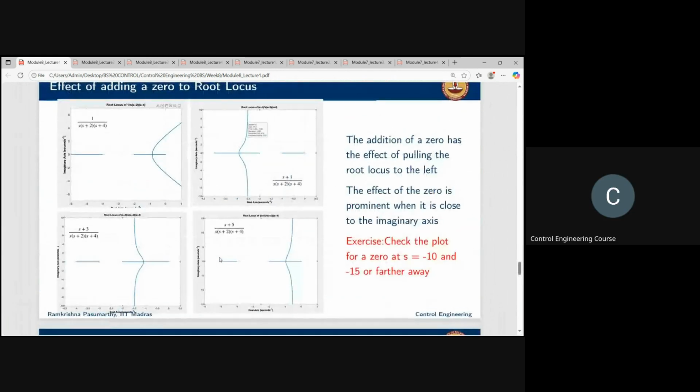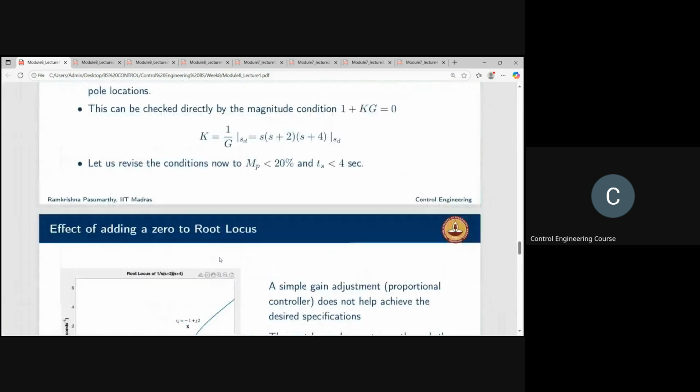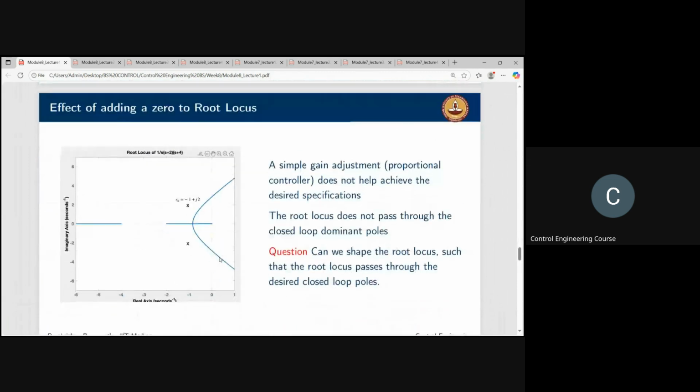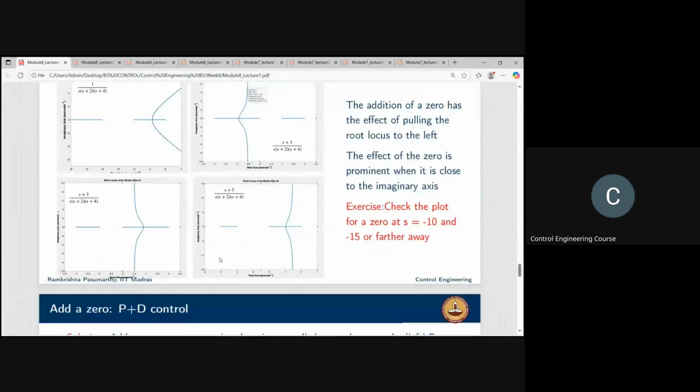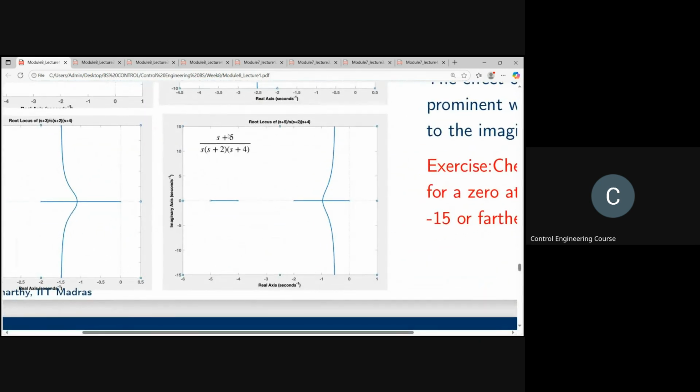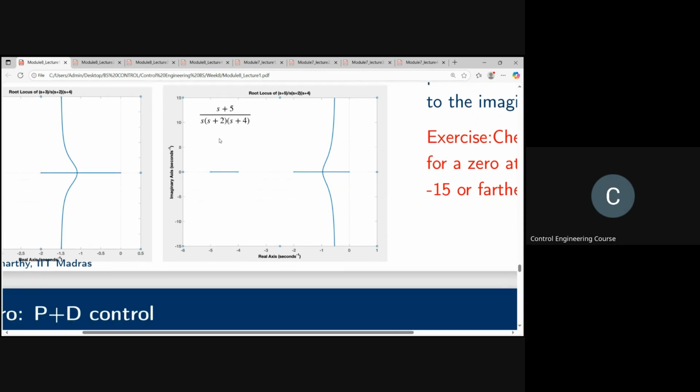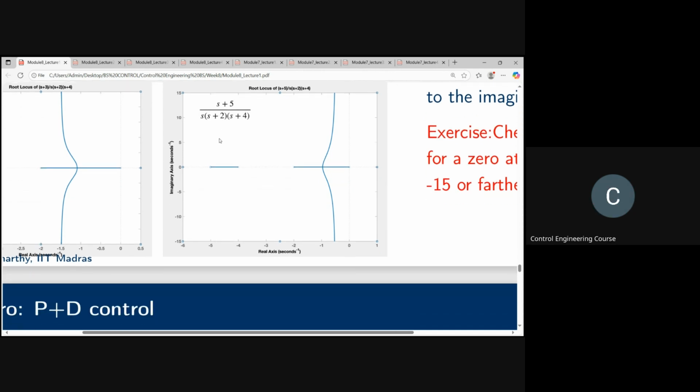So now adding a zero is nothing but PD control, right? Because you added an extra s plus 5, right? This 5 part is simply P control, whereas the s part is derivative control because s is differentiation, correct? Yes, sir. So you're actually designing PD control here. Got it? Yes, sir. So adding an extra zero to the system is actually PD control design.